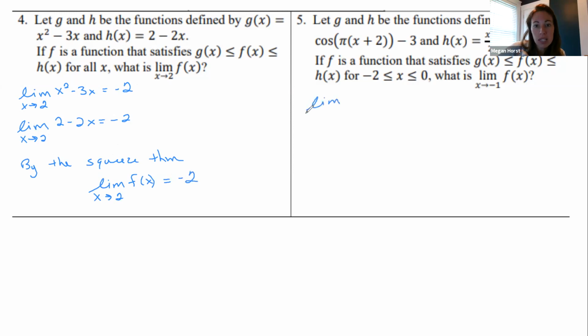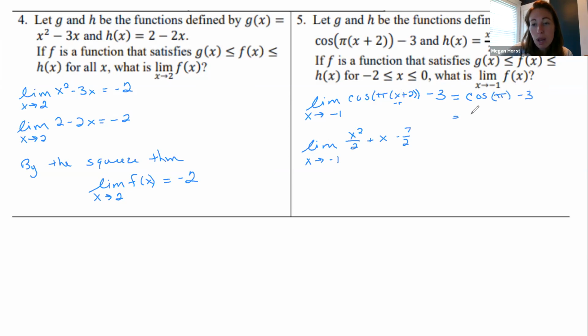We have the limit as x approaches negative 1 of cosine of pi times x plus 2, subtract 3. And we're going to do the limit as x approaches negative 1 of x squared over 2 plus x subtract 7 halves. So when I substitute negative 1 in here, I'm going to actually write this one out. I have cosine of, if I put negative 1 in, it's going to be negative 1 plus 2, which is 1. So cosine of pi, subtract 3. Cosine of pi is a negative 1. So we end up with a negative 4 as our solution.